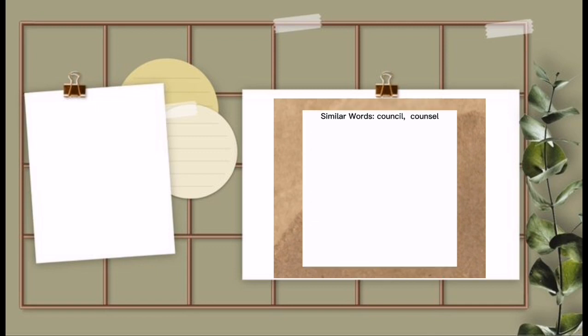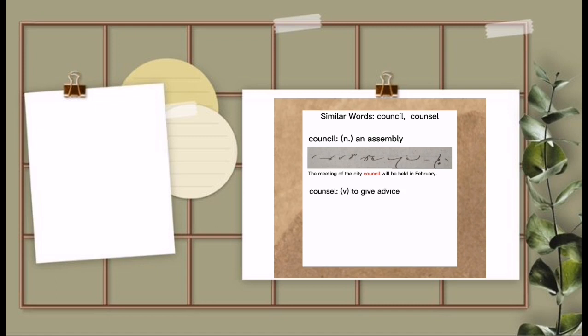Differentiating between council and counsel. A noun council means an assembly. For instance, the meeting of the city council will be held in February, while the verb counsel means to give advice. For example, Dr. Jennings will counsel my daughter.